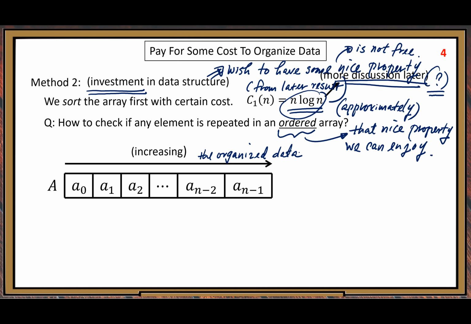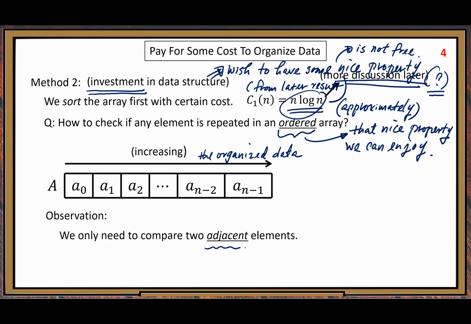So how do you check when you do comparisons? Observation: we only need to compare two adjacent elements. Look at this, adjacent.